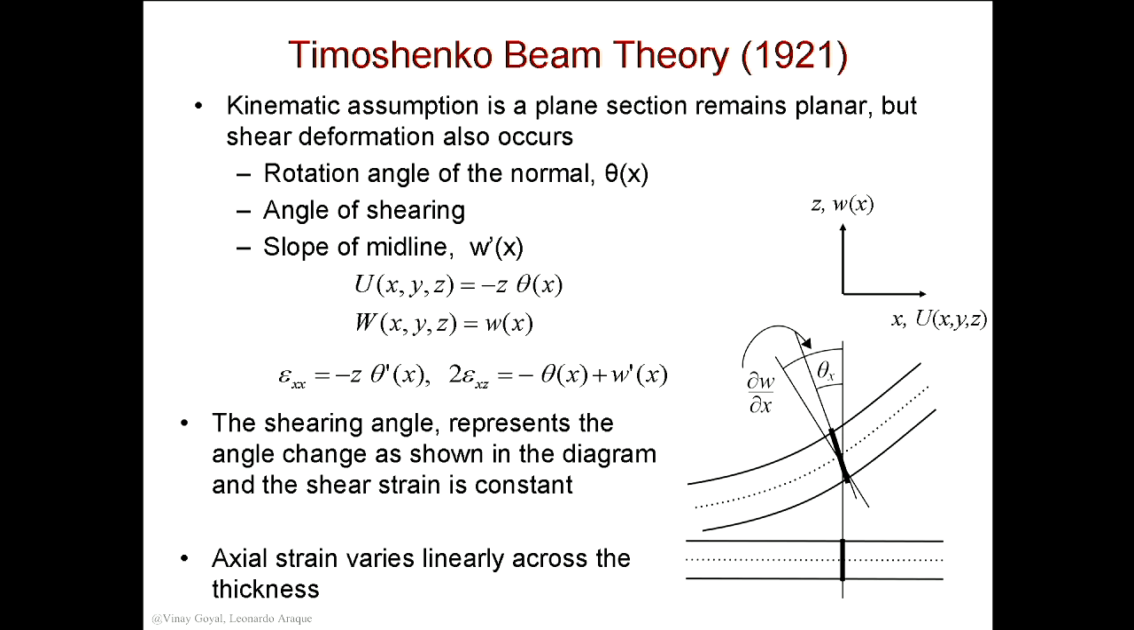If I try to calculate the strains, the only non-zero strains are epsilon xx and twice epsilon xz, okay? Epsilon xx is simply the derivative of u with respect to x. Everybody agrees with that? So therefore, I get z theta prime. And then the shear is just the derivative of u with respect to z plus the derivative of w with respect to x, right? That's the shear definition. If I apply this formula, I get minus theta plus w prime.